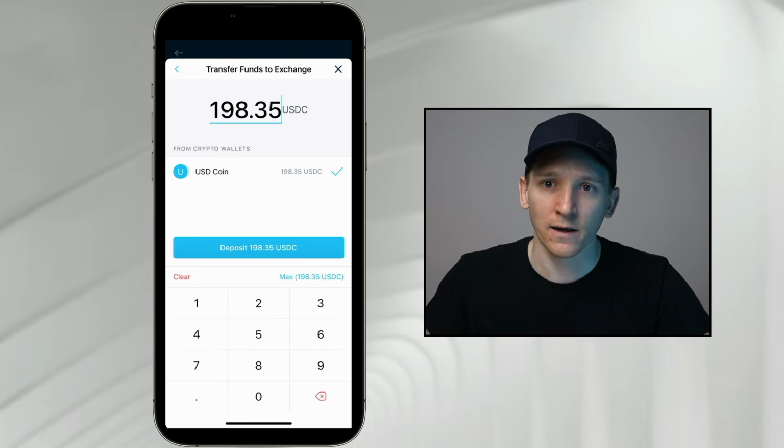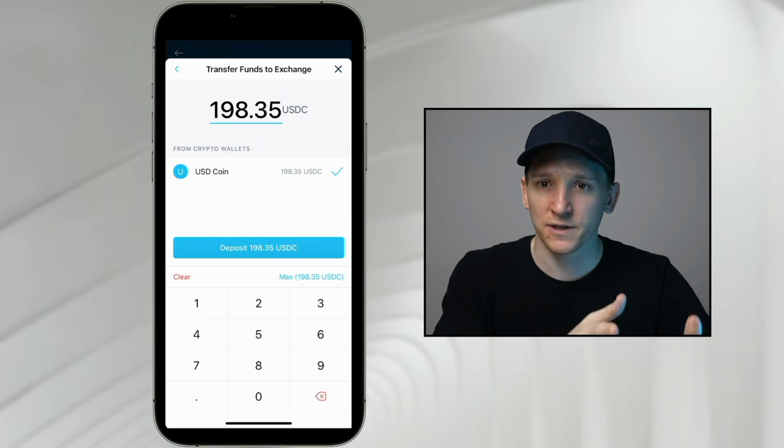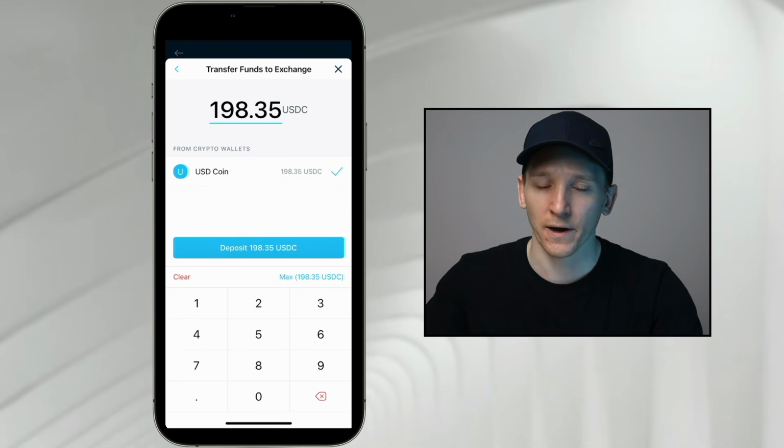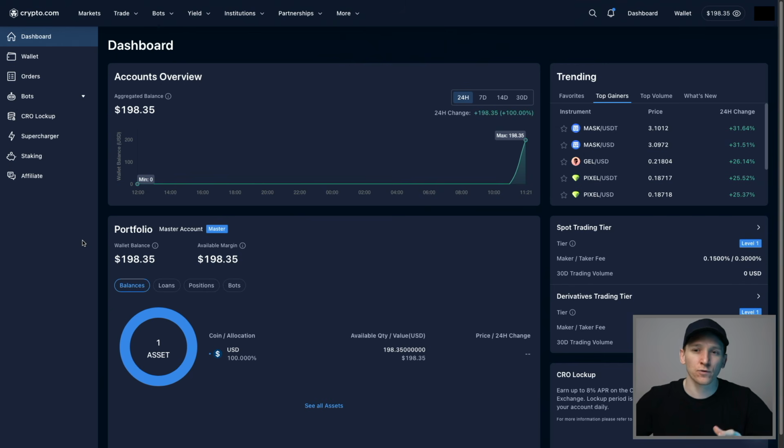That's going to link up the account, so I don't have to worry about anything. It'll just send over from the Crypto.com app over to my exchange account. If you do send crypto from your app account into your exchange account, that's an internal transfer, so it's basically free and instant. You can see it's ready to trade right now.